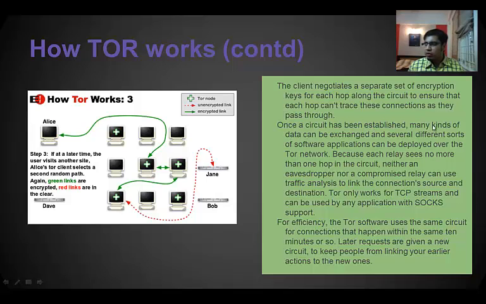Once a circuit has been established, many kinds of data can be exchanged and several different sorts of software applications can be deployed over the Tor network. Because each relay sees no more than one hop in the circuit, neither an eavesdropper nor a compromised relay can use traffic analysis to link the connection source and destination. Tor only works for TCP streams and can be used by any application with SOCKS support.